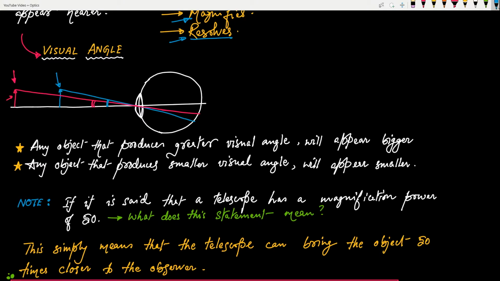Now what does a telescope do? Suppose this is the faraway object, as you can see here. A telescope will bring this object closer to the eye. This is how it resolves. It never magnifies the image.